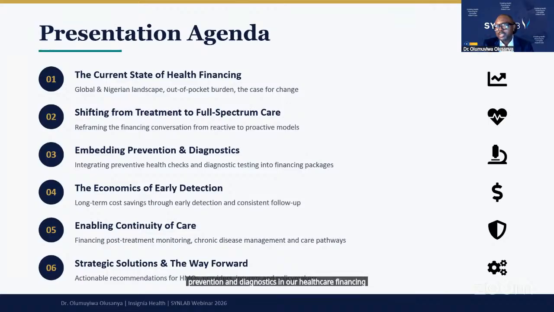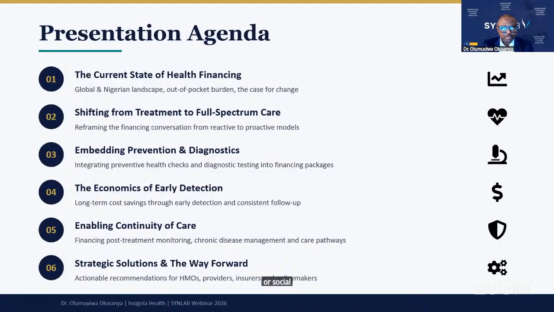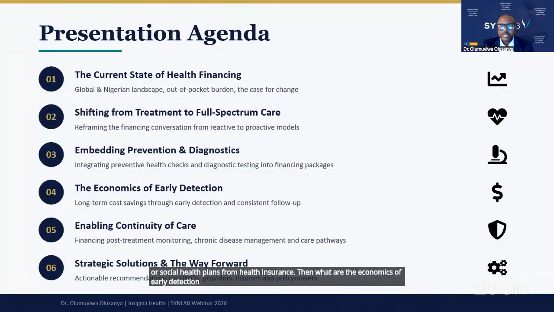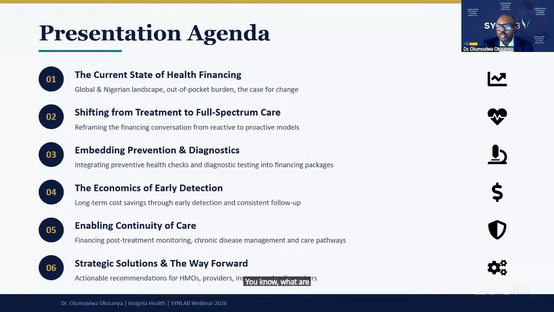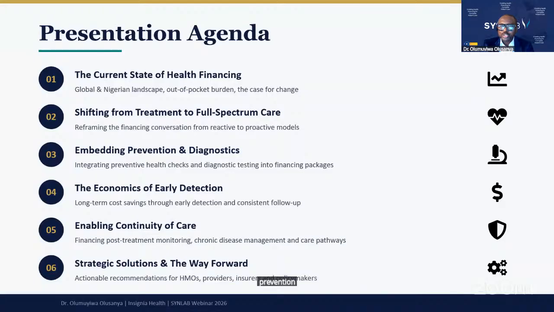That's very important. This will involve integrating preventive healthcare checks and diagnostic testing into healthcare financing packages or health plans, whether private health plans or social health plans from health insurance. Then what are the economics of early detection? What are the long-term costs that we are carrying right now that we can prevent, through savings, if we embed prevention and make sure that we do a lot of early detection and consistent follow-up?